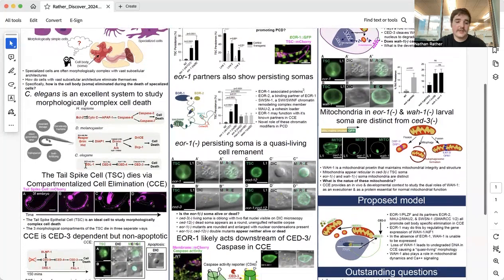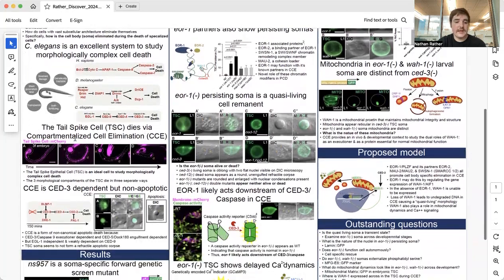The cell death pathway proceeds with EGL-1 repression of CED-9, which represses CED-4, which is the main activator of the executioner caspase CED-3. And we use the novel cell death program called compartmentalized cell elimination, or CCE. One place in which this occurs is the tail spike epithelial cell. CCE proceeds where three different parts of the cell, the soma, the proximal process, and the distal process, die in three separate ways.